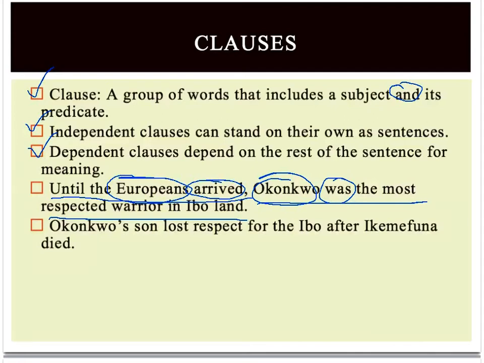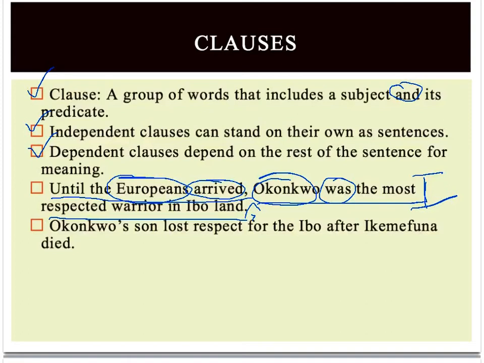But the difference is the second clause is independent. Okonkwo was the most respected warrior in Igbo land, period. Makes sense as a sentence by itself, so that's an independent clause. Until the Europeans arrived needs the rest of the sentence to make sense. If you put a period right there, that would be a sentence fragment. It doesn't make sense on its own.